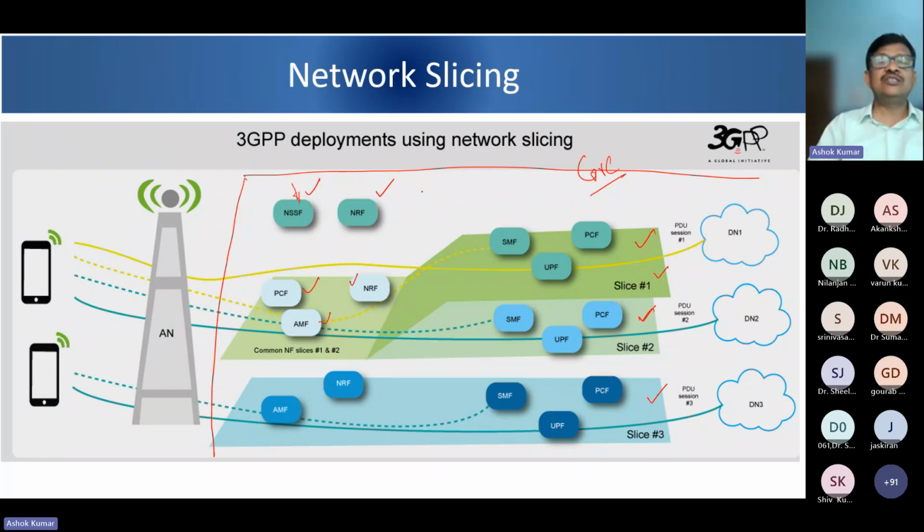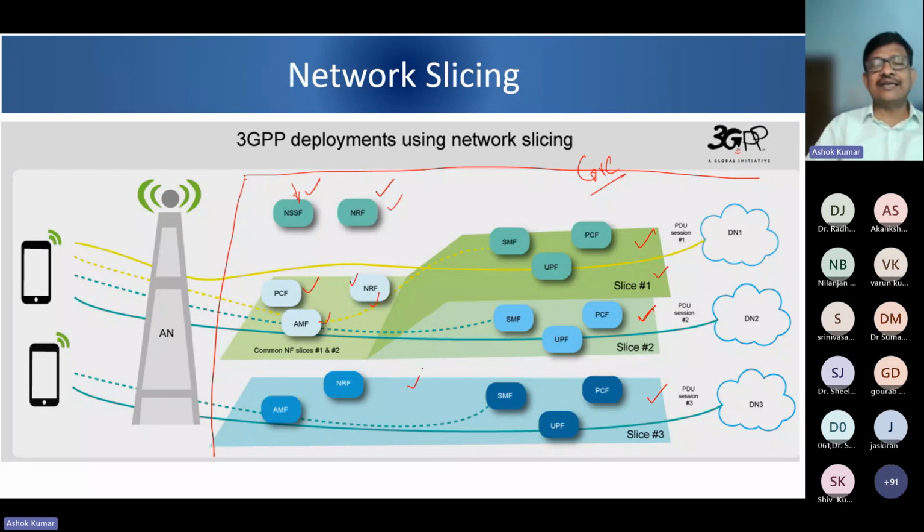In this case, as you can see, there is another NRF which is specific to these two slices. So in a 5G core network, you can have multiple instances of NRF. One is a common NRF for all the slices, others may be for one or two specific slices. And then the policy control function and AMF can also be common to one or more than one slice.